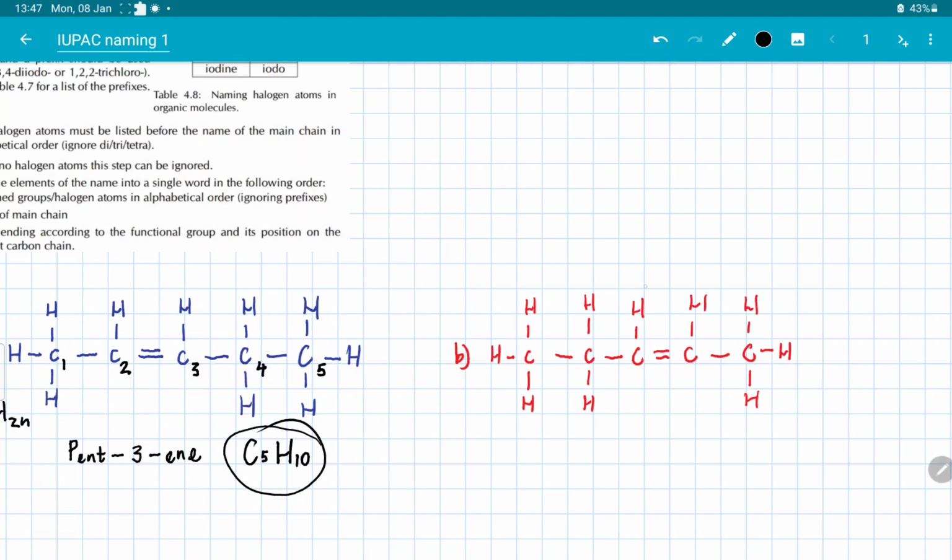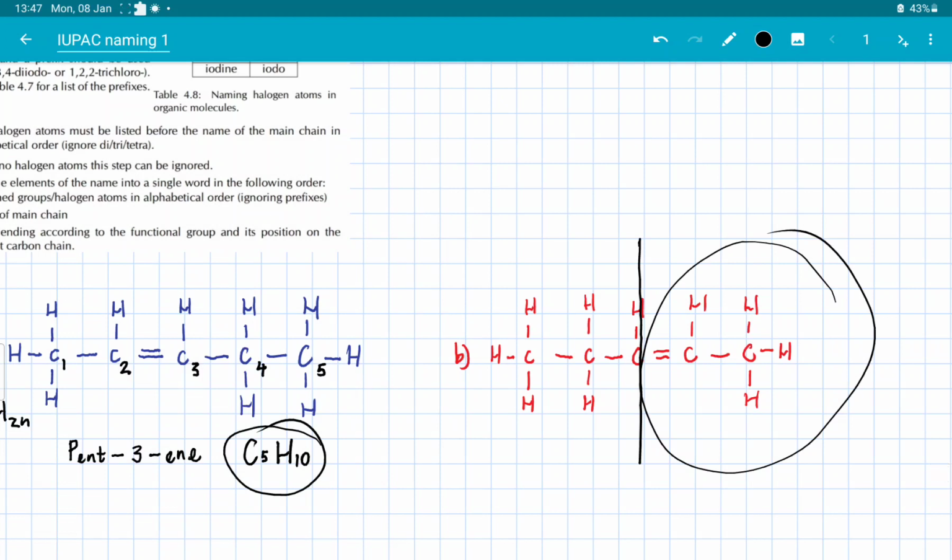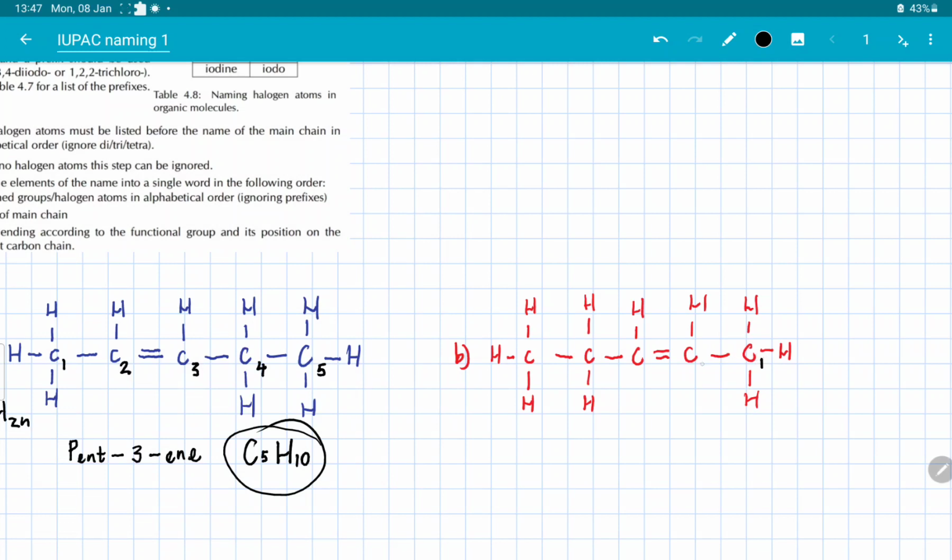So if I draw it and look at where that double bond is closest to, in this symmetrical molecule, the double bond is closest to the right hand side. So when I count, I'm going to start on the right hand side because the double bond is closest to it. And this is going to be carbon 1, 2, 3, 4, 5. So this molecule also has 5 carbons. Because it has 5 carbons, it is going to have the prefix pent.